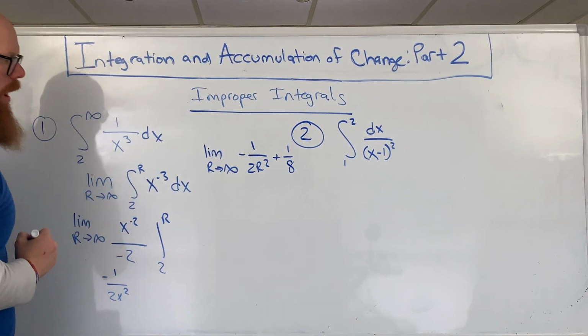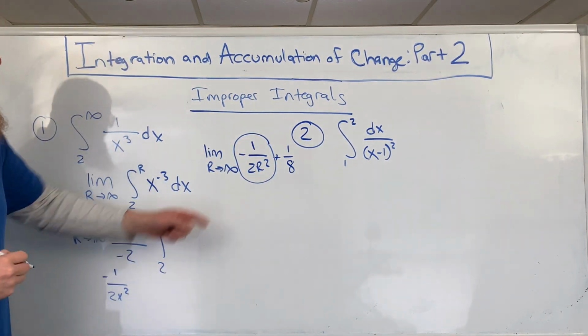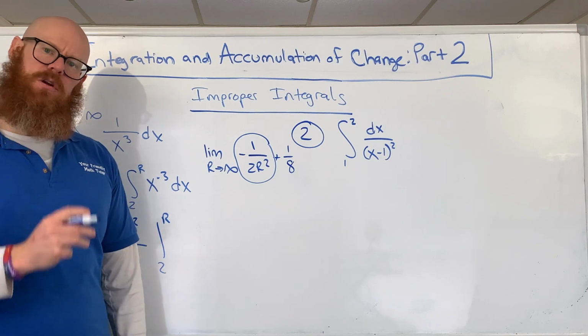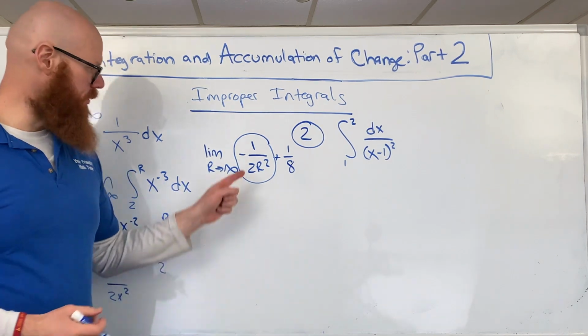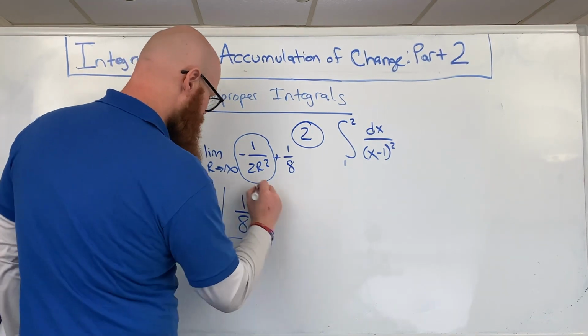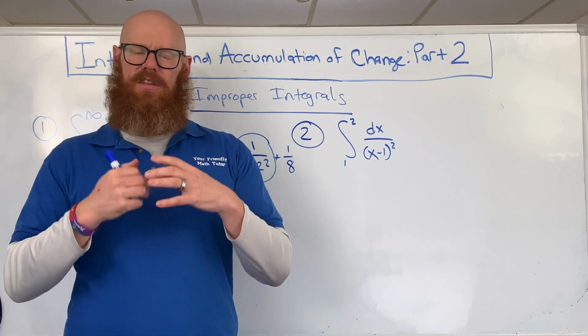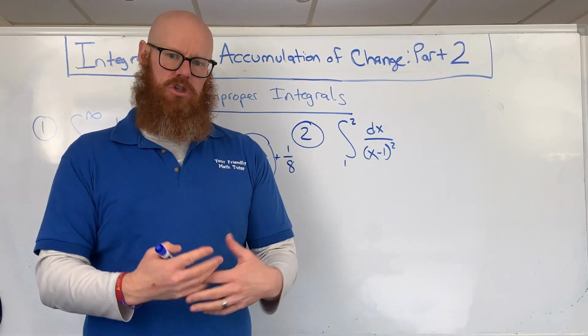All right. Then what happens is I just evaluate this limit. Well, that limit at infinity, that's 1 over infinity, which means it goes to 0. So this goes to 0, and the limit of a constant is a constant. So the answer to the integral is 1/8, which means we could say that the area converges to 1/8.